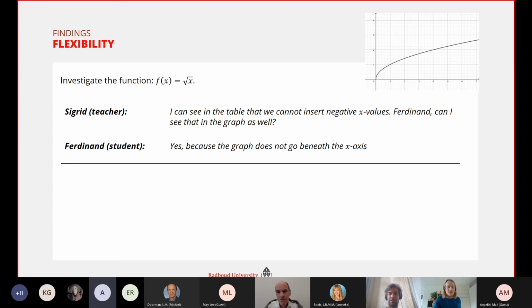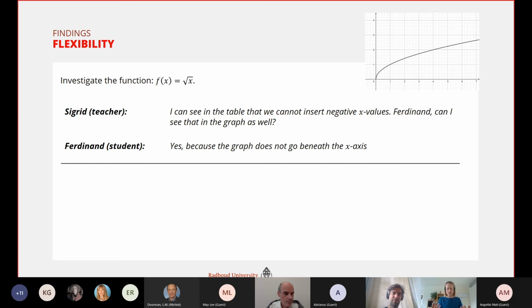Adrianus? Yes. Well, I would pose the question in the whole classroom. So there must be different students who think about it and don't want to say something. So maybe they know the right answer, and then they can help Ferdinand. Right, thanks. It's a very interesting student contribution, because yes is the right answer, and the graph does not go beneath the x-axis is also a correct statement, but it's not really an answer to the question, right?